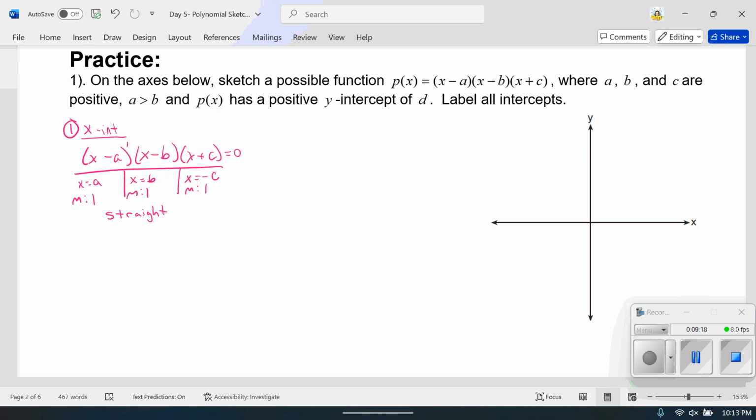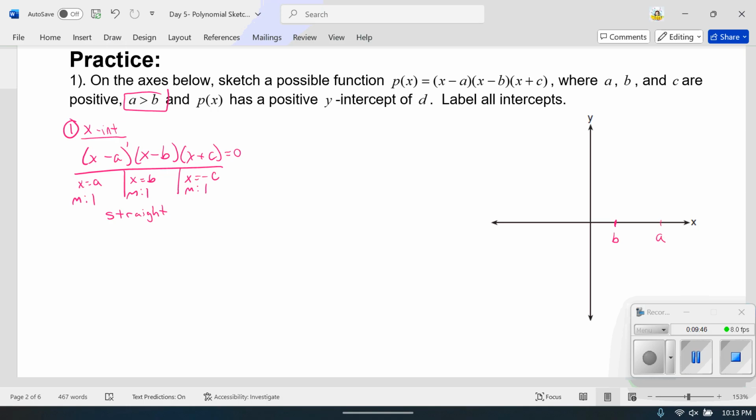Now, you don't have numbers, you do have letters, so you can just put them wherever you feel like. However, you do have to read the rest of the graph. For example, it does say a is greater than b. So let's say if b is 3, that means a must be like 5, because 5 is greater than 3. So if you were to put that on your x-axis, here's b, and here's a.